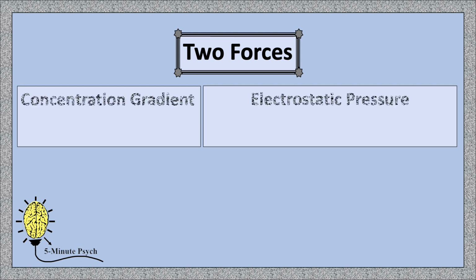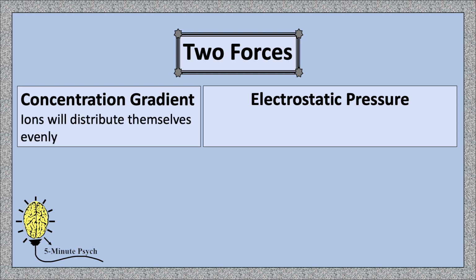And these forces are concentration gradient, also known as diffusion in some places, and electrostatic pressure. Concentration gradient is the tendency for ions, which are always in motion, to distribute themselves evenly in their environment. So ions will always move from an area of high concentration to an area of low concentration.